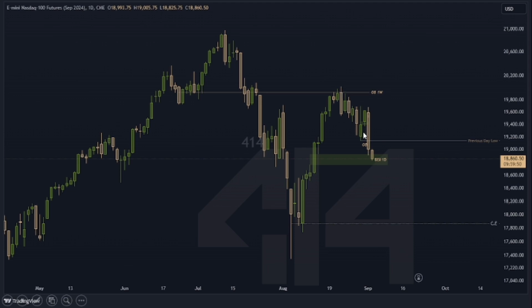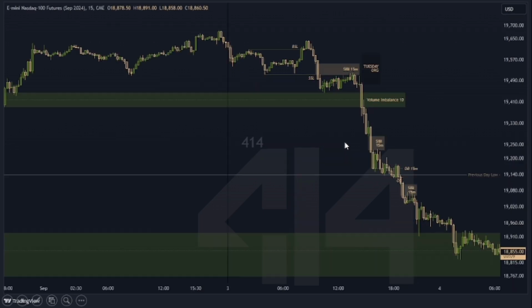The price now traded down back into the buy side imbalance sell side inefficiency. Now going lower in the 15 minutes time interval, we have the open of 3rd of September right here. Price created buy side liquidity, sell side liquidity, then traded above the buy side liquidity. Sell side liquidity was resting below here.